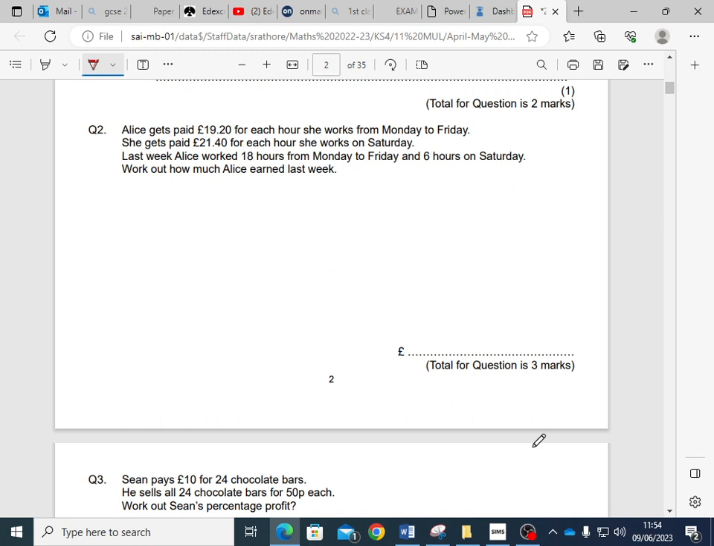Next one. Alice gets paid £19.20 each hour from Monday to Friday. Then she gets £21.40 for each hour she works on Saturday. Alice works for 18 hours on Monday to Friday, so that's going to be 18 multiplied by £19.20. And she works 6 hours on Saturday, so that's going to be 6 times £21.40. How much did she earn that week? So if I just quickly do that, 18. And use your calculators, please. That's what it's asking you to do.